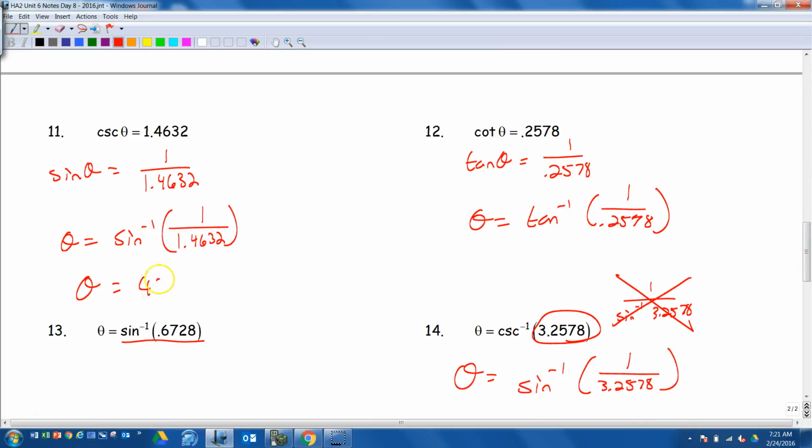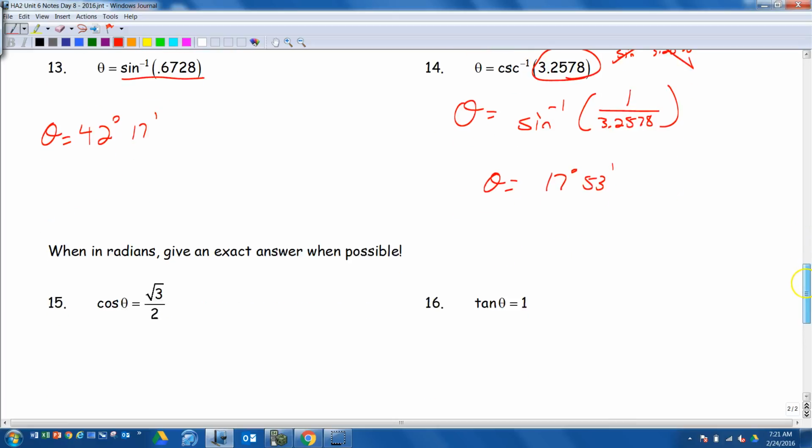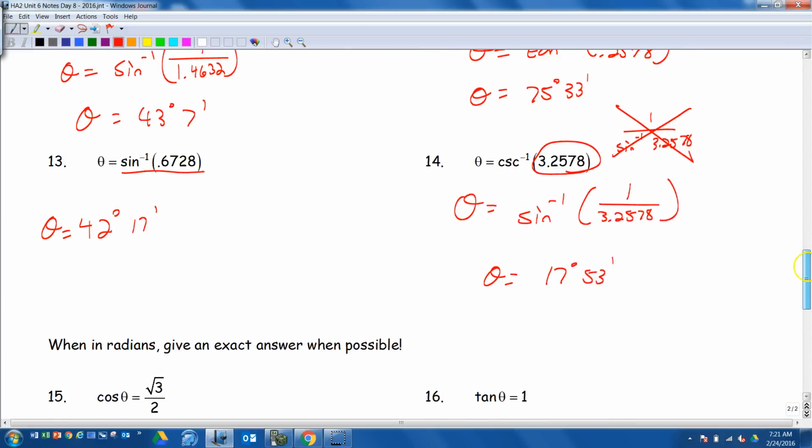So this one should be 43 degrees, 7 minutes. This one should be 75 degrees, 33 minutes. This one should be 42 degrees, 17 minutes. And when you type it in like this, you should get theta is equal to 17 degrees, 53 minutes. Okay, so the last thing we're going to do is exact.